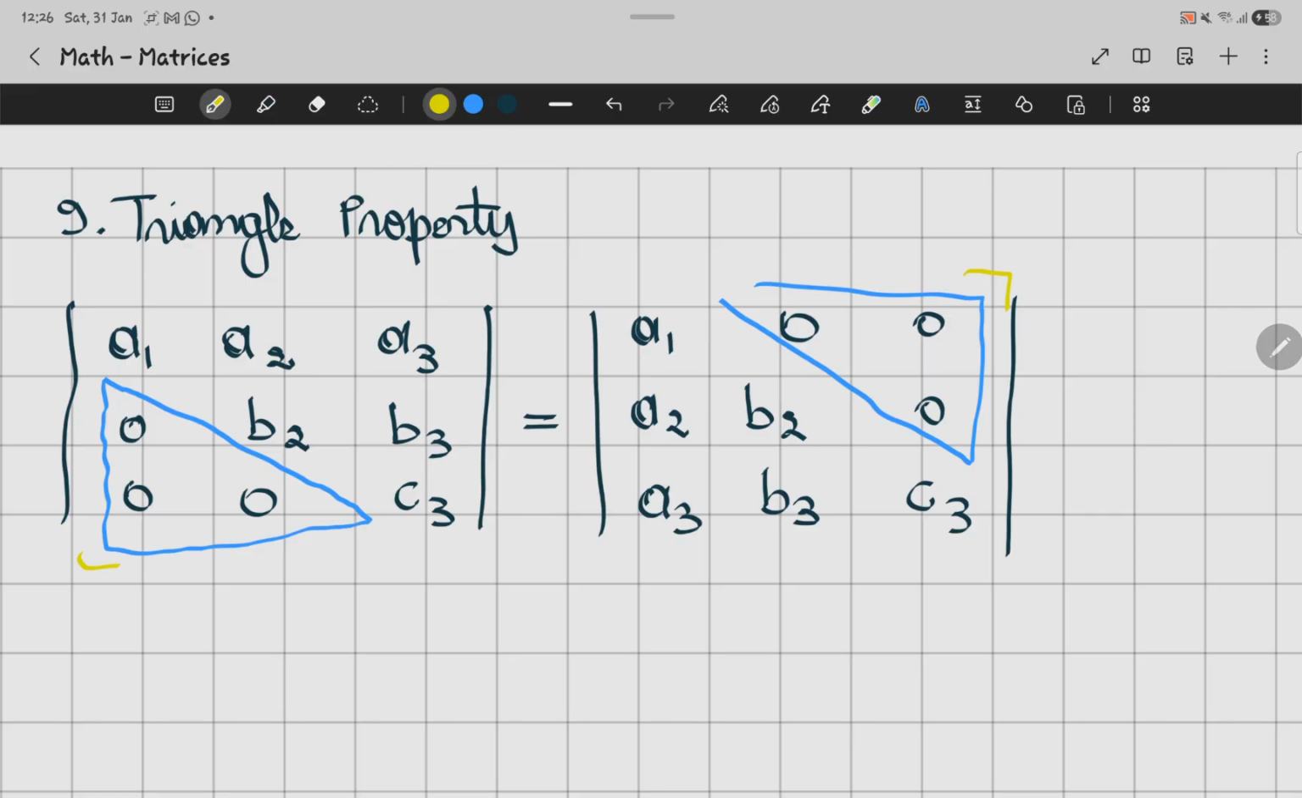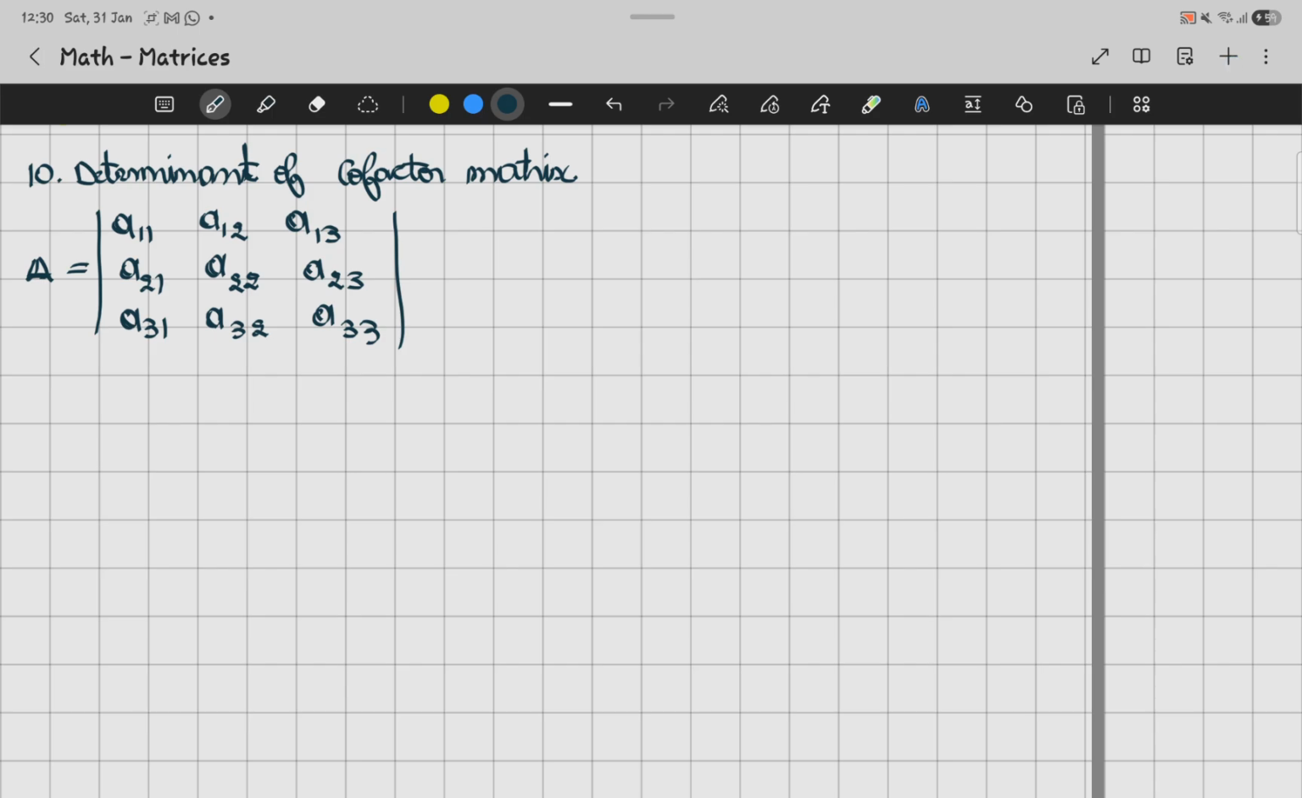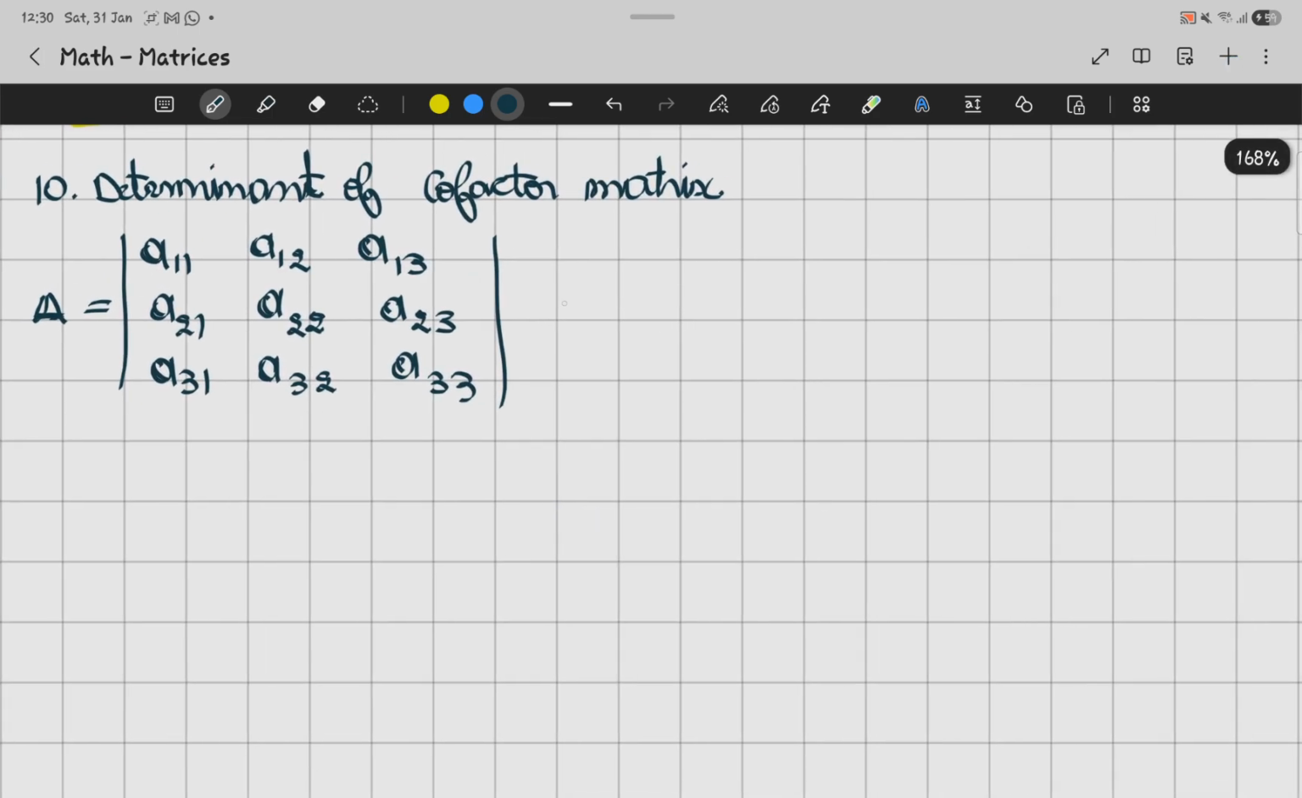Now we're going to move to another property. There is one video that we covered on the determinant of a cofactor matrix. For now, I'll just give you a simple example of how we can represent this. I'm going to give you a simple example that you can see.